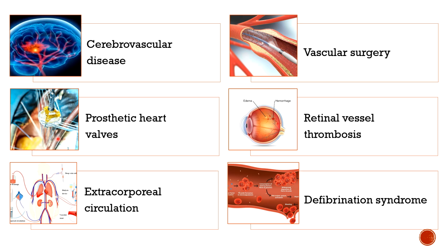So when artificial heart valves are inserted in the heart, in that case we use it. Retinal vessel thrombosis means if any clots are formed in the retina of the eye, during that time also we use warfarin to reduce the clot formation. It is also used in extracorporeal circulation, artificial circulation, and also in defibrination syndrome, meaning formation of clots. So to reduce the clot formation we use warfarin.